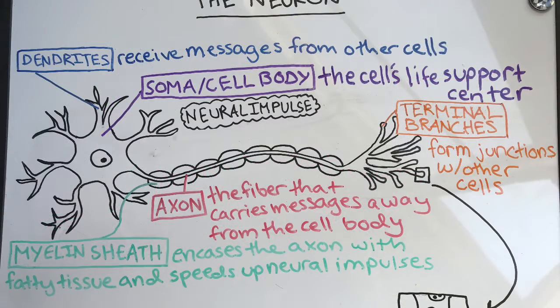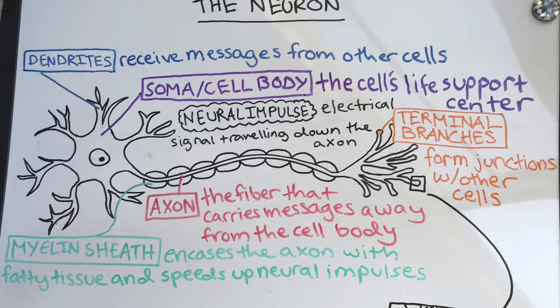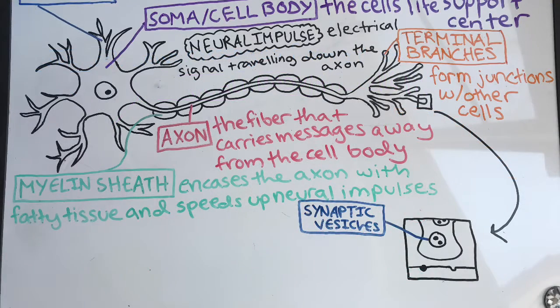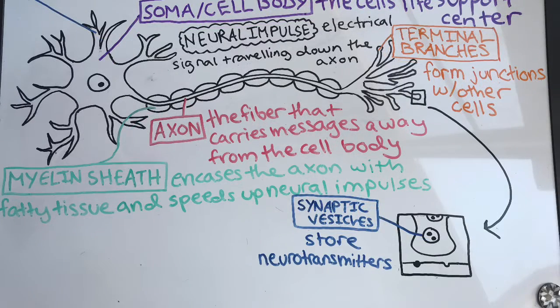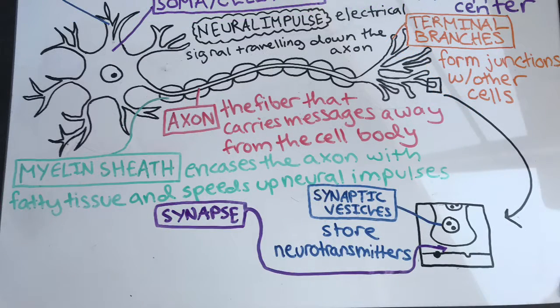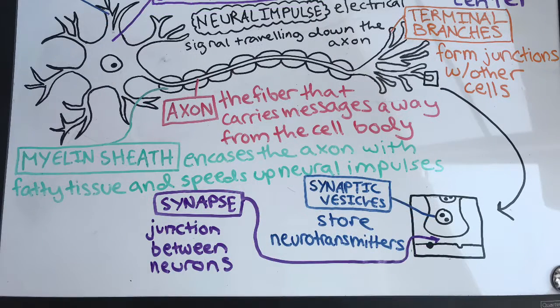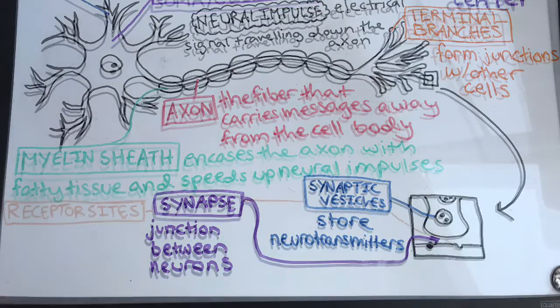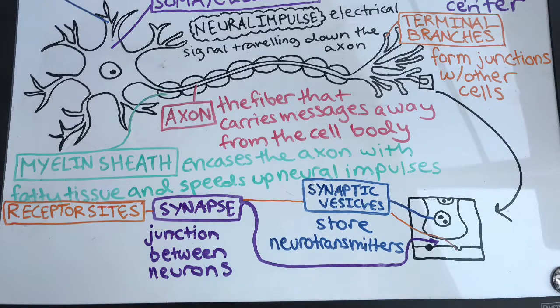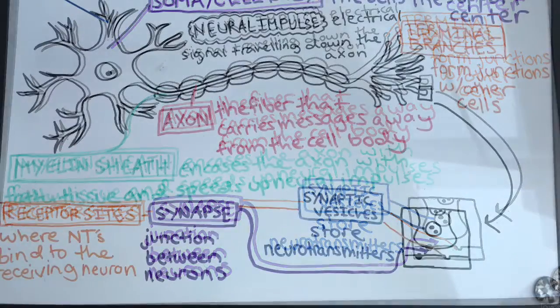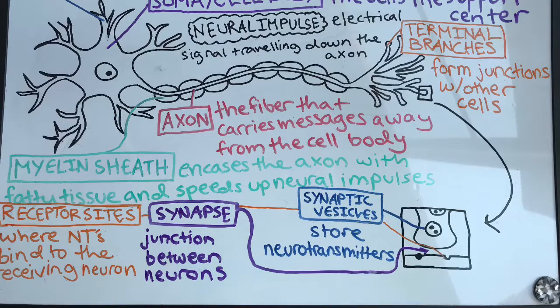neurotransmitters. So a neural impulse is also known as the action potential, and it's the electrical signal traveling down the axon itself. Here we have a synaptic vesicle, which stores neurotransmitters inside it, and these neurotransmitters get released into the synapse, or synaptic gap, which is a junction between two neurons. And on the receiving neuron, there are receptor sites, and these are where neurotransmitters will bind to the next neuron.